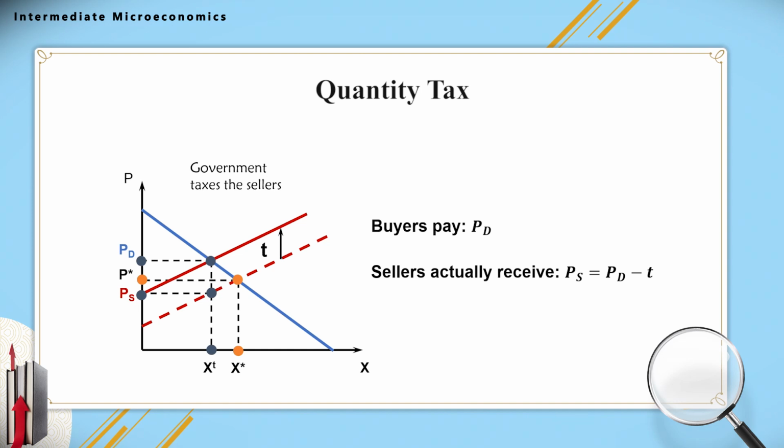Now we compare the original equilibrium and the new equilibrium. The tax reduces the quantity traded in the market, increases the demand price, and decreases the supply price.